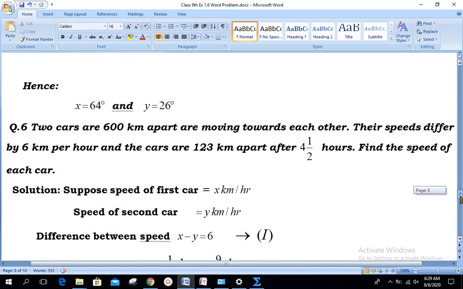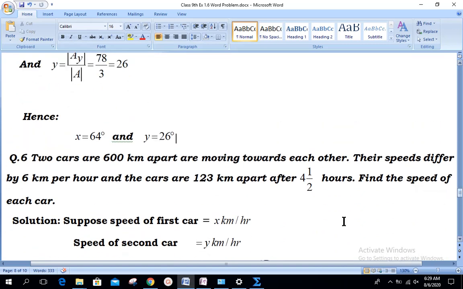Moving to the last question of the exercise, that is question number 6. It says two cars are 600 km apart, moving towards each other. Their speeds differ by 6 km per hour and the cars are 123 km apart after 4 whole 1/2 hours. Find the speed of each car.